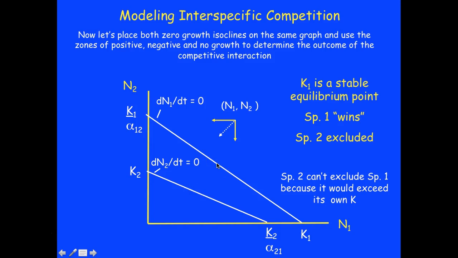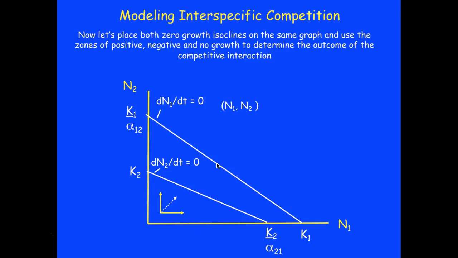Okay, so we can use that same logic to understand how the population sizes will change based on wherever we put that starting position. So, for example, if we start our population size at a small population size of species 1 and of species 2, we're below the no-growth isocline for both species, which means that both species can grow. So species 2 can grow, represented by this vertical arrow, and species 1 can grow, represented by this horizontal arrow, because we're below the no-growth isocline for both species. So both species will be growing until they hit the no-growth isocline of species 2.